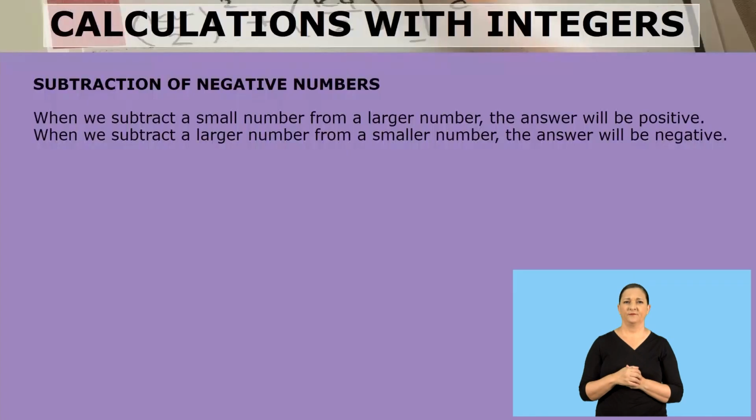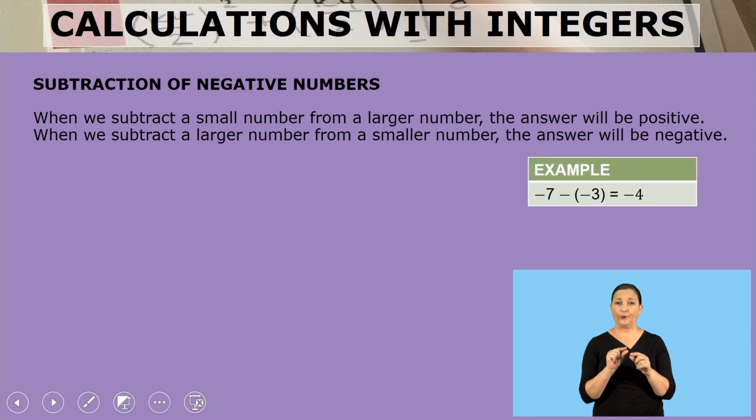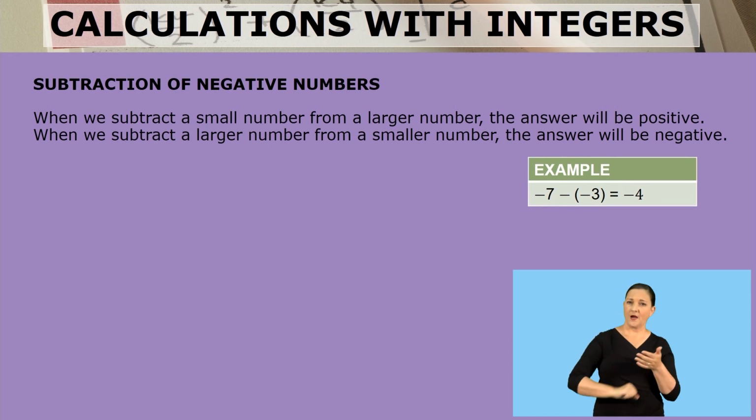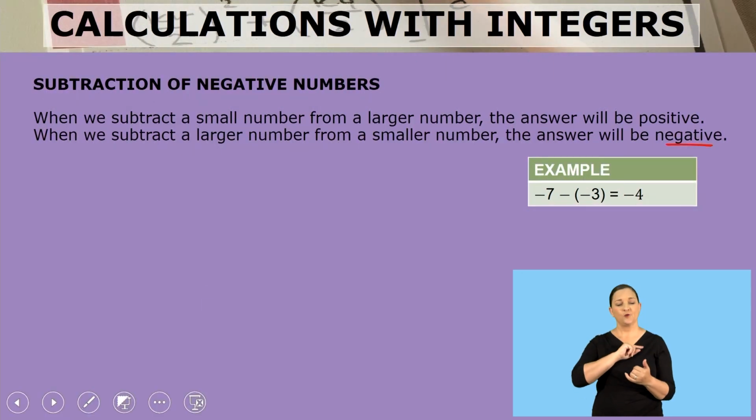So what about when we are subtracting negative numbers? Let's see. When we subtract a small number from a larger number, the answer will be positive. And when we subtract a larger number from a smaller number, then the answer will be negative. As an example there, we have a negative 7 minus a negative 3. Now, because negative 3 is larger than negative 7, then it means that our answer is going to be negative.